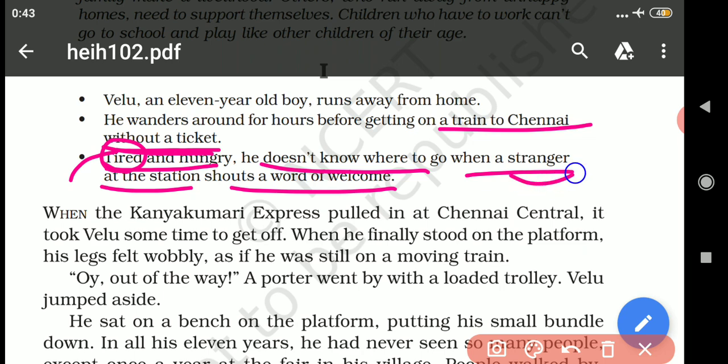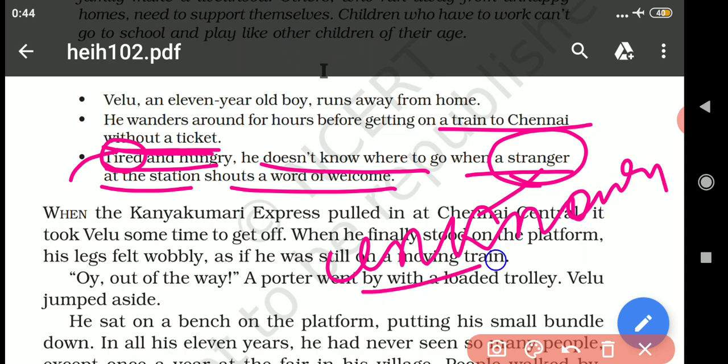A stranger means unknown. Stranger means unknown. Unknown means अपरिचित. हिंदी में जिसको कहते हैं अपरिचित, जिनके साथ कोई परिचय नहीं हुए, जिनको आप बिल्कुल भी नहीं जानते हो. He is called a stranger, my child. Okay, so suddenly a stranger at the station shouts a word of welcome. एक stranger उसके पास आकर कहता है welcome to Chennai. Okay, clear? So let us see how he reacts to all these things.